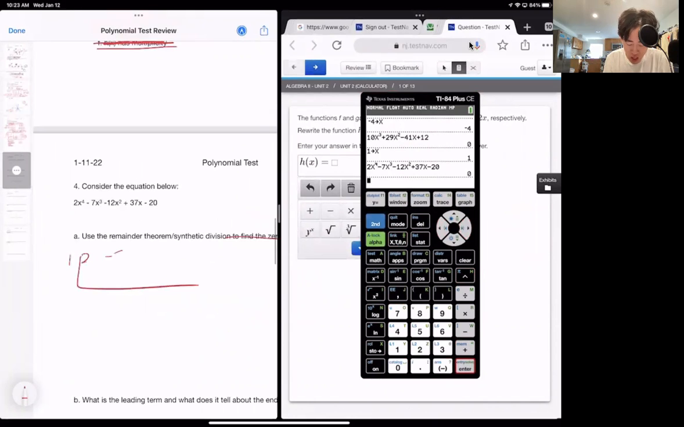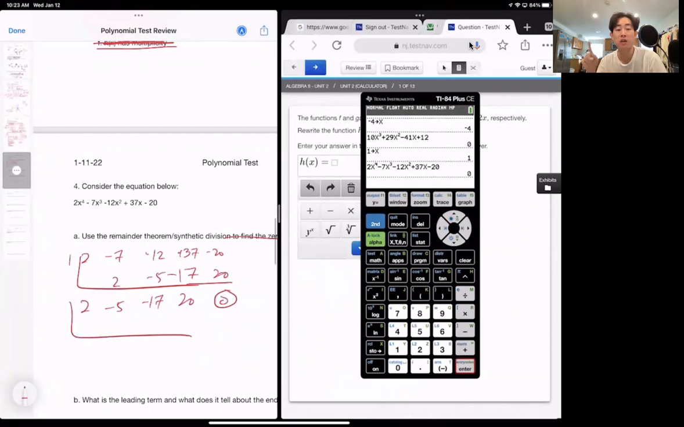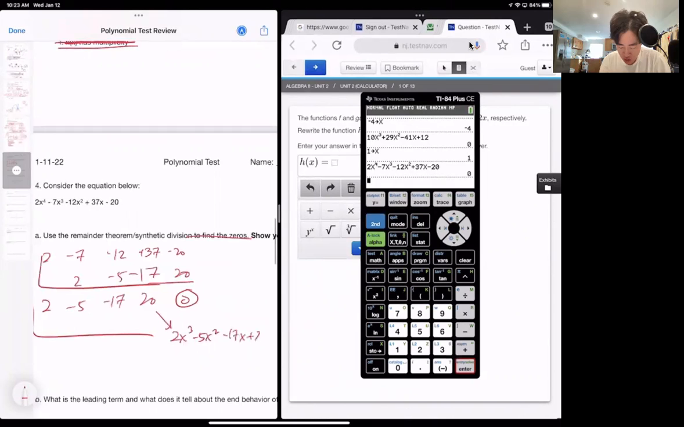So we're going to shave off one of the layers there and then see what happens. So bring down the 2. This one, I'm just going to go through relatively quickly. All right. So now I have 2, negative 5, negative 17, 20. That's another cubic polynomial stating 2x cubed minus 5x squared minus 17x plus 20. Now I want to find the zeros for that as well.